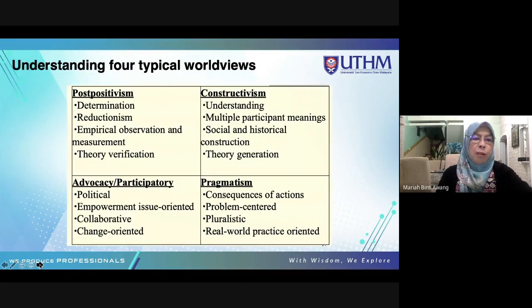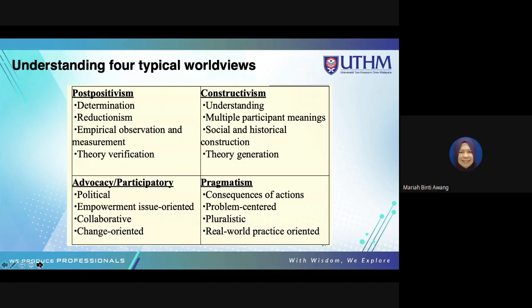Okay, now for the typical worldviews, the first one, post-positivism. It is concerned about determination, reductionism, empirical observation and measurement, theory verification. While for constructivism, understanding multiple participant meanings, social and historical construction, theory generation.